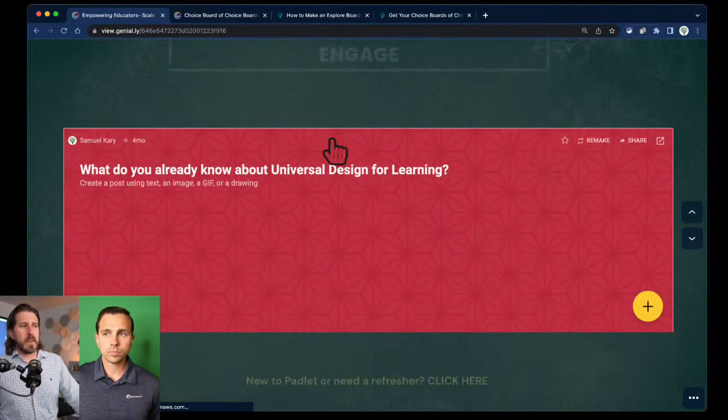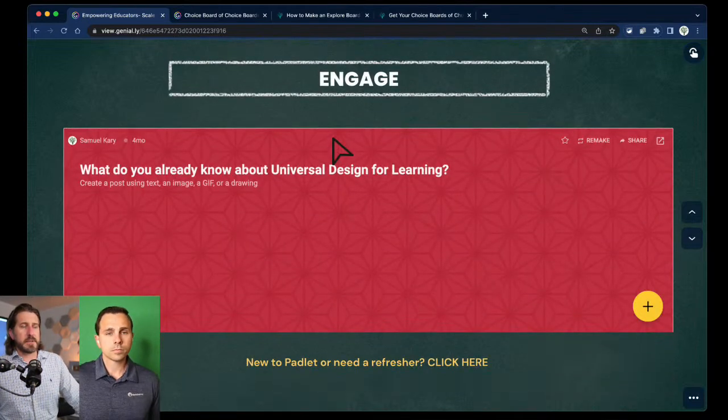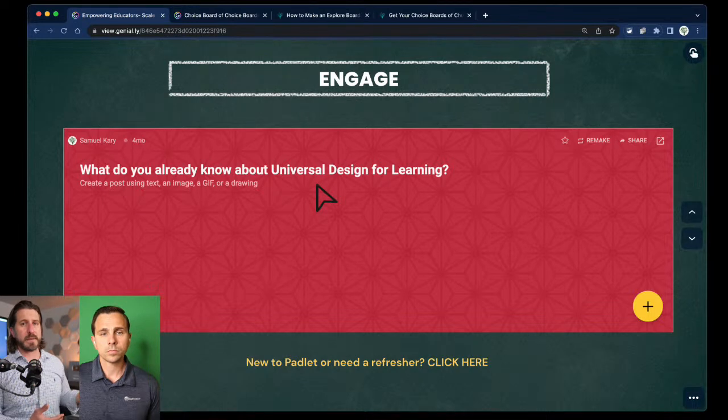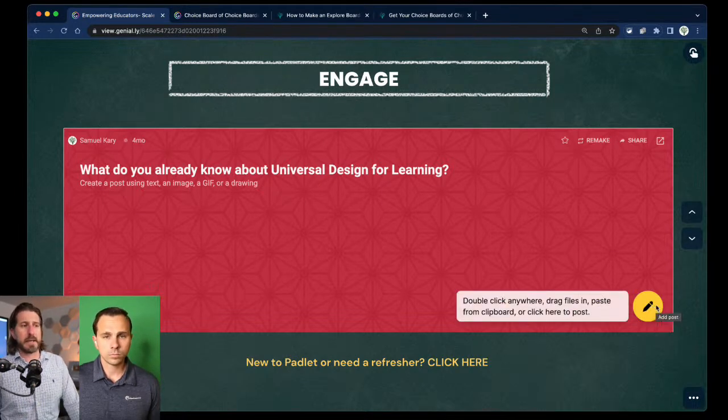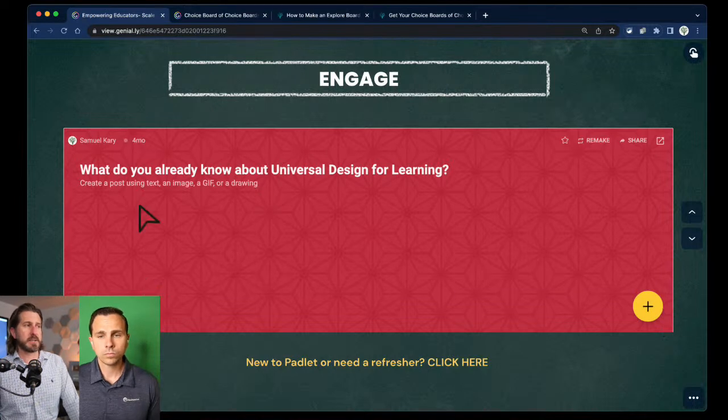So one way that you can do this to start is with a very simple engage type activity where you're essentially allowing people to brain dump what they already know. So this is a Padlet board, and you can encourage people to use some of the different tools on Padlet, and not just to post with text, but also to post with an image, a GIF, or a drawing, depending on their level of experience.